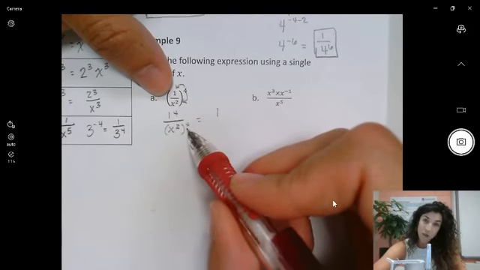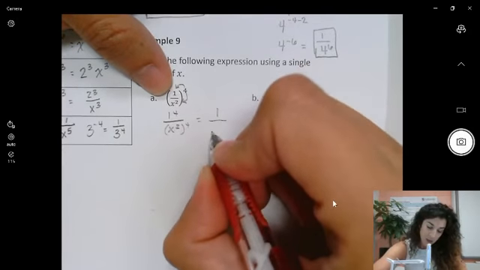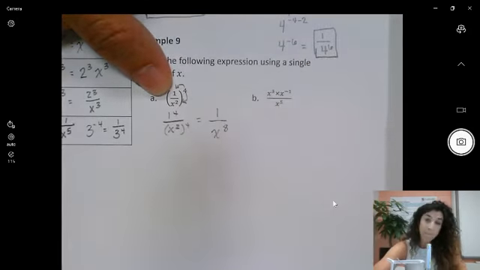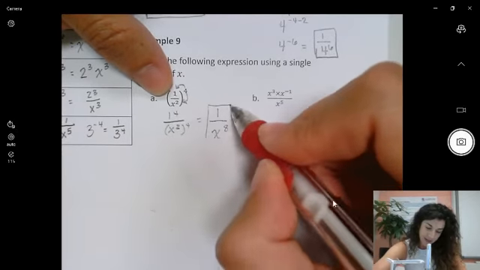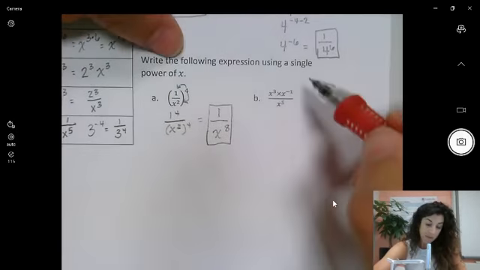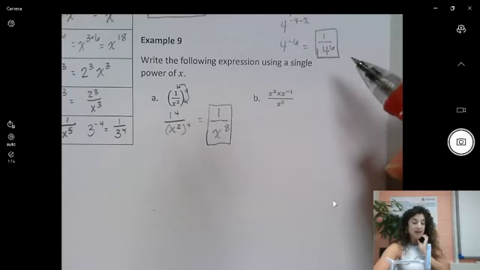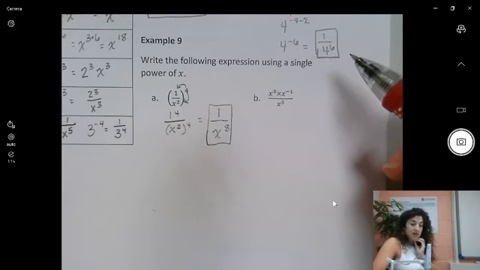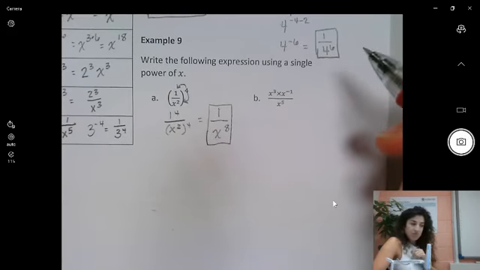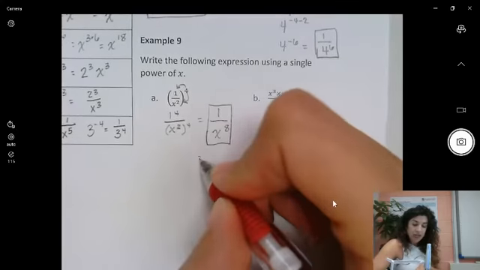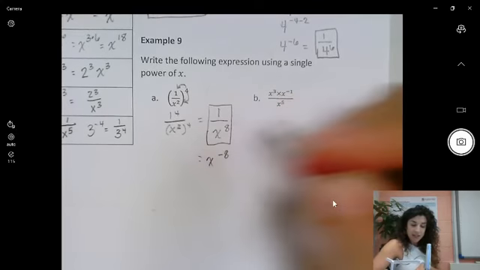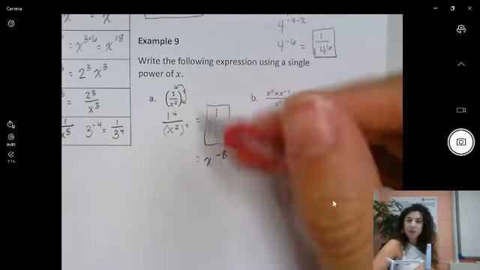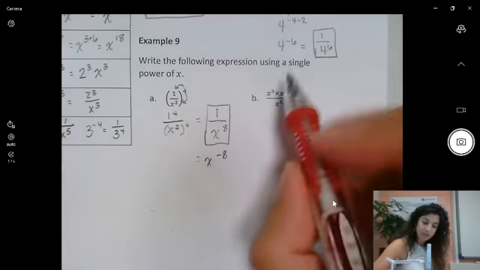When I'm raising an exponent to another exponent, I need to multiply. And you're done. It doesn't say positive, just a single power of x, so that's fine. You could also write it as x to the -8, which is why I was hesitating before. Those would both be acceptable.